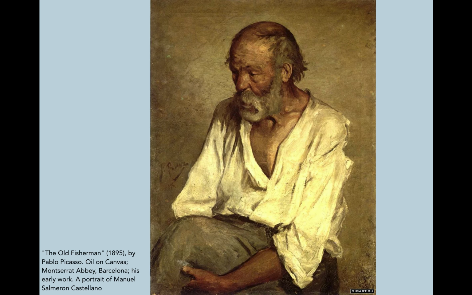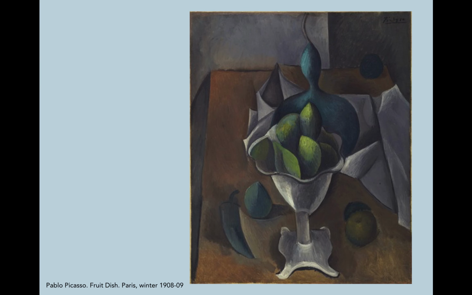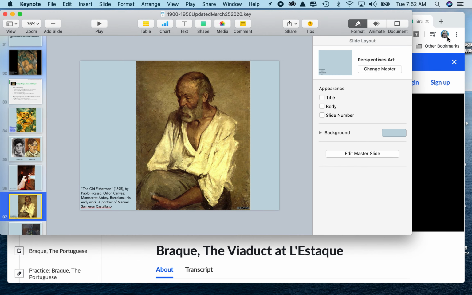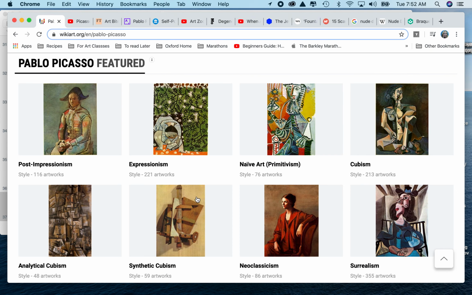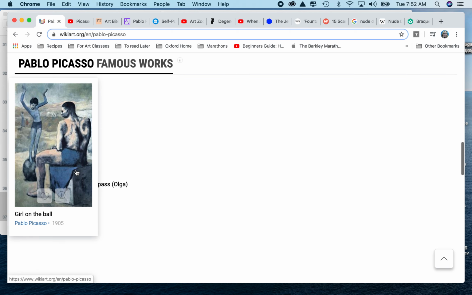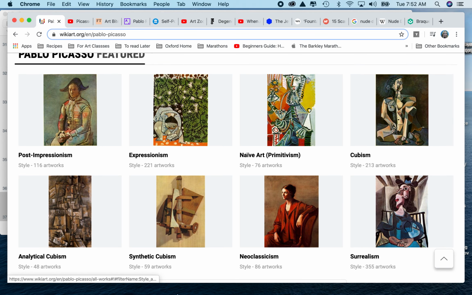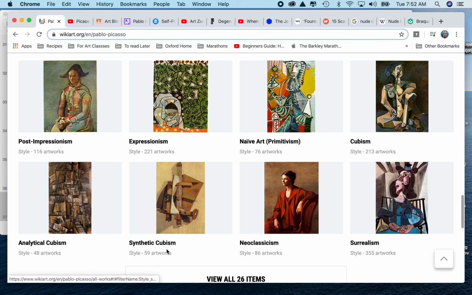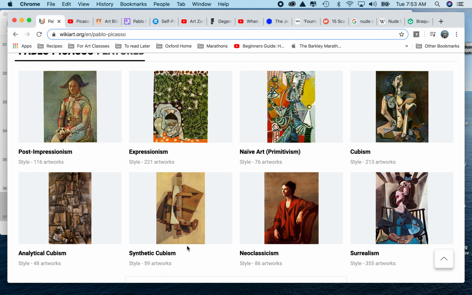So this was an early piece of his. This is another early piece of his from 1895. As you can tell, he had a lot of technical academic skill. So then, I'm just going to go out here, you'll look at his WikiArt, right? And you can see that when you talk about isms, when you talk about all the different types, we have Cubism, Post-Impressionism, Expressionism, Primitivism, Analytical Cubism, which they mentioned in the video a little bit, Synthetic Cubism, Neoclassicism, which we've covered, and we haven't covered Surrealism.